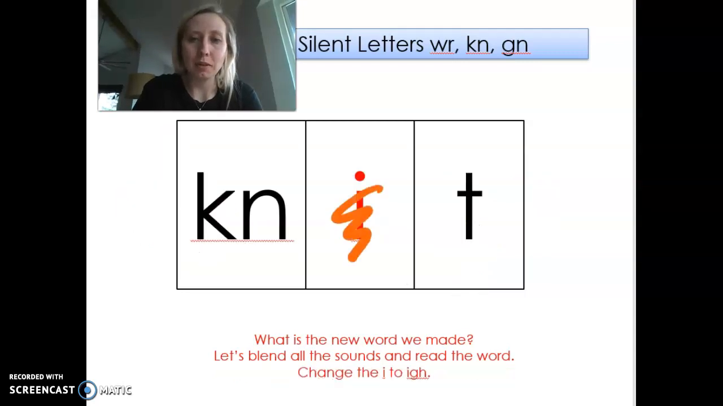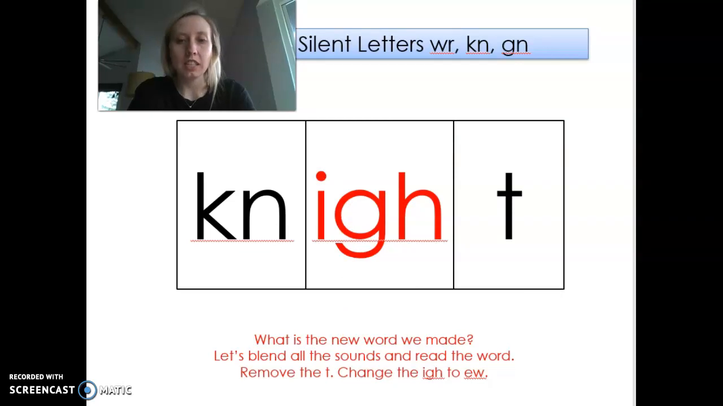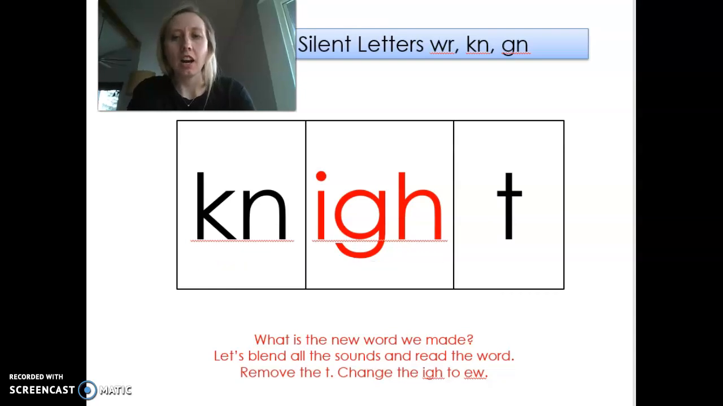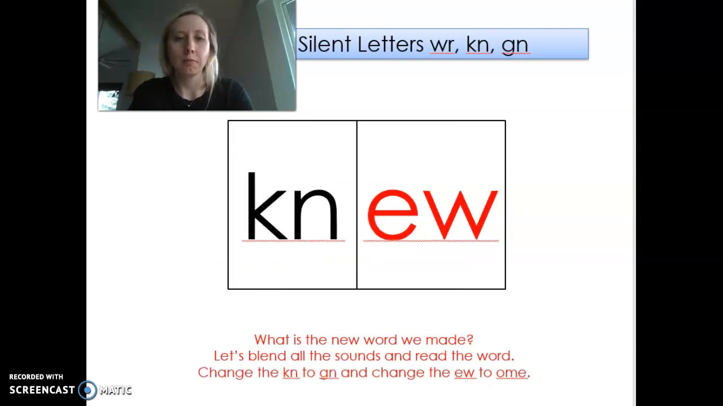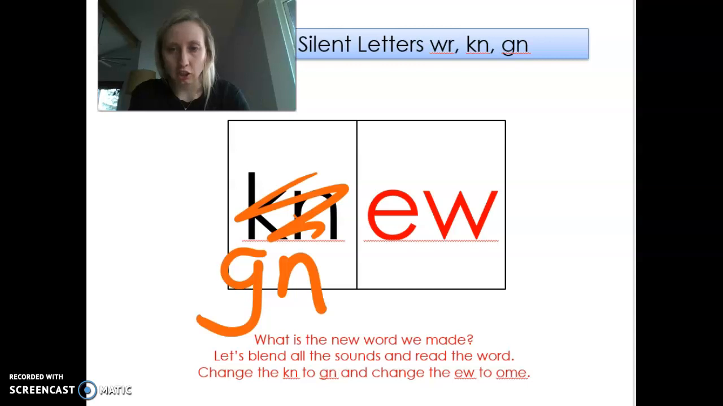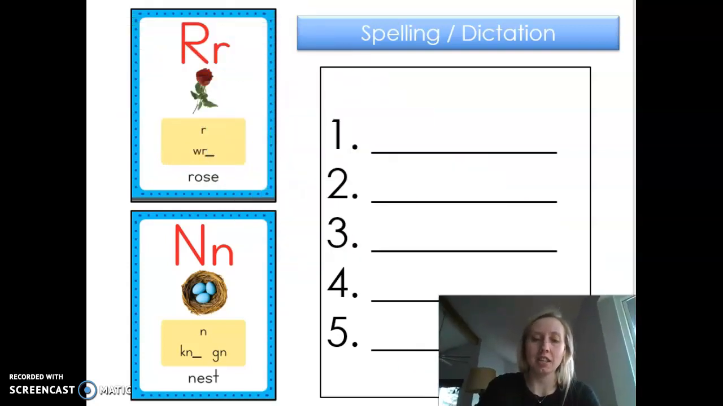So I think this was supposed to be not, and then later on it's supposed to be knit. So we'll just keep going. So here's knit. Instead of i, add an i. Night. Remove the t. That'd be nigh. And change it to oo. New. Okay. And then change the n to this n, and change the oo to ohm. Gnome. Okay, that was kind of tricky. I had to really think about that one.